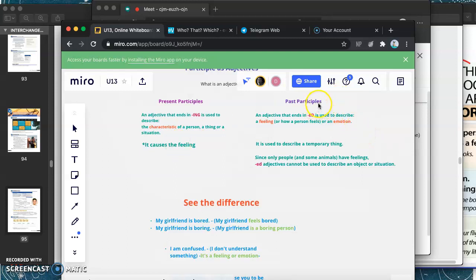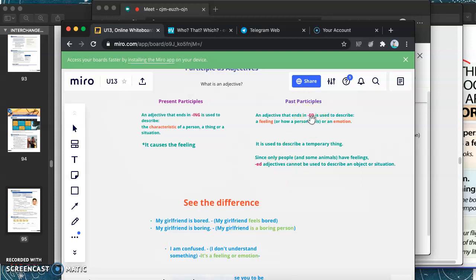Then we have the past participle, which are the ones ending in ed. An adjective that ends in ed is used to describe a feeling, which is how a person feels, or an emotion. So this is about a person. And since this is an emotion or a feeling, it's basically used to describe something that is temporary.